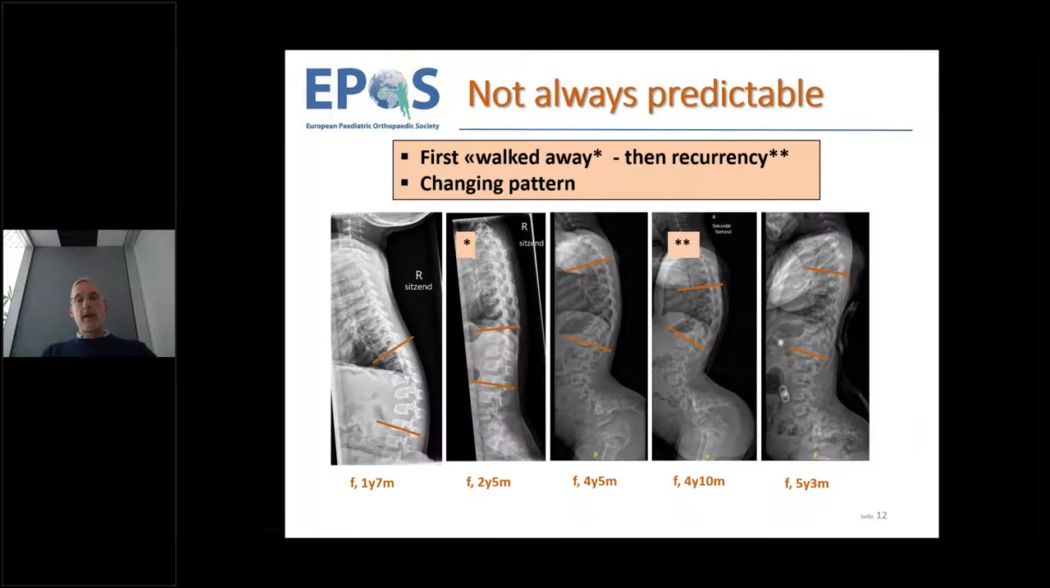Usually, as I said, they walk away from the curve, but the pattern may change. If you follow the x-rays from left to right, you see that at the beginning, it's a thoracolumbar classic kyphosis, then it resolves with ambulating, and later on it comes back, but at another level. So the consequence of that is that you really have to follow up those patients even in later childhood.